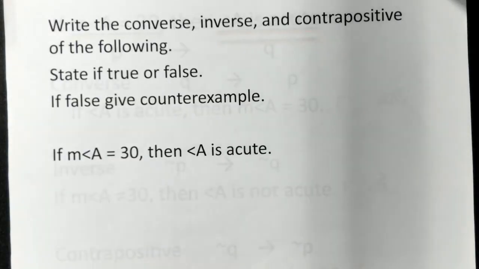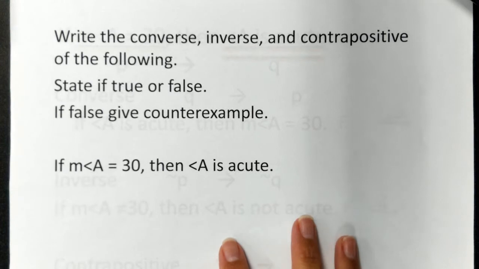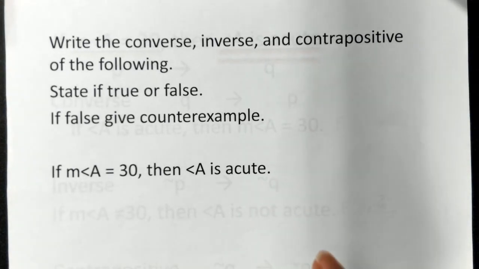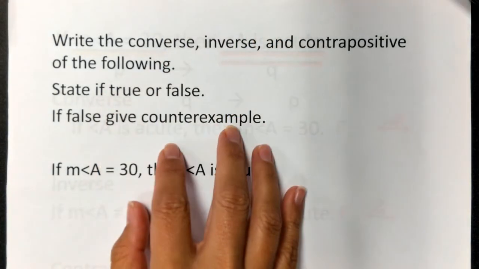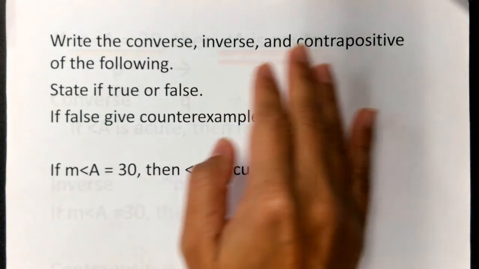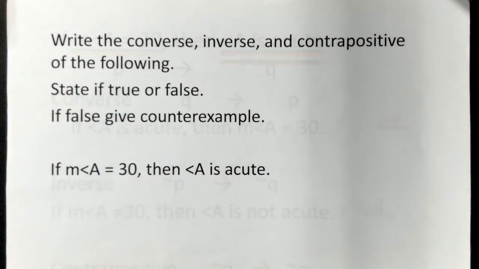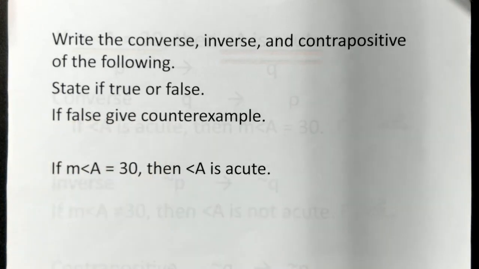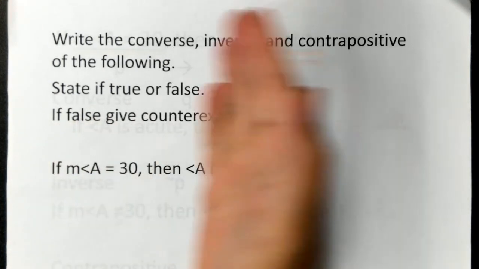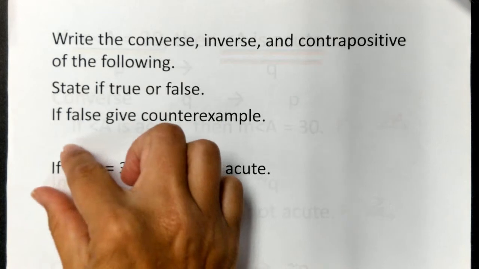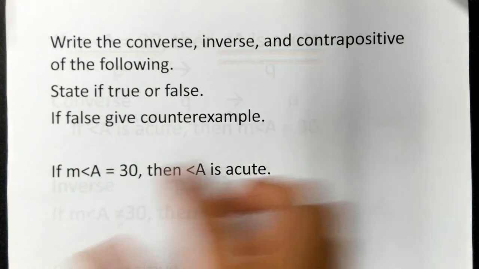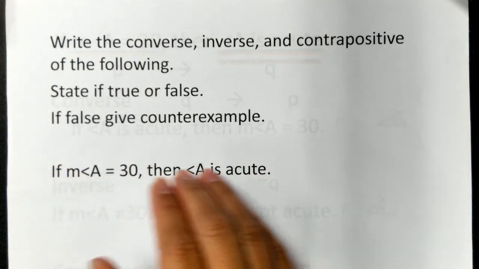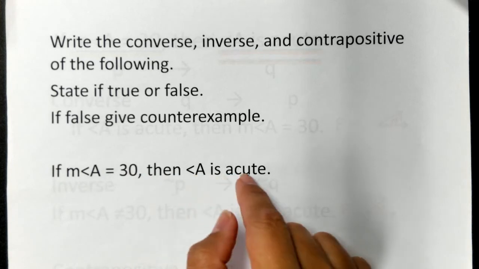All right, so at this point, what I would want you to do is to stop your video and write down this example. Write the converse, the inverse, and contrapositive of the following. State if it's true or false, and if it's false, give me a counterexample. So if we were sitting in class, I would say, all right, guys, here's our first example. Measure of angle A equals 30, then angle A is acute.